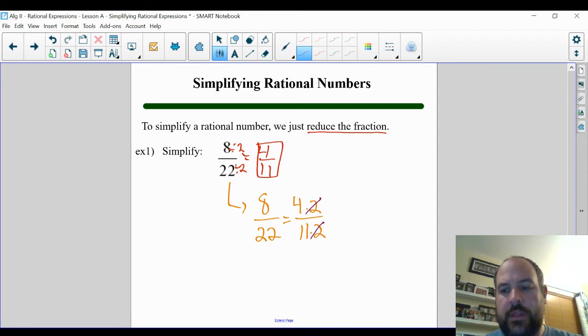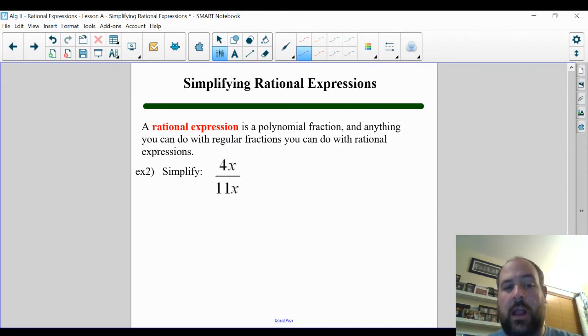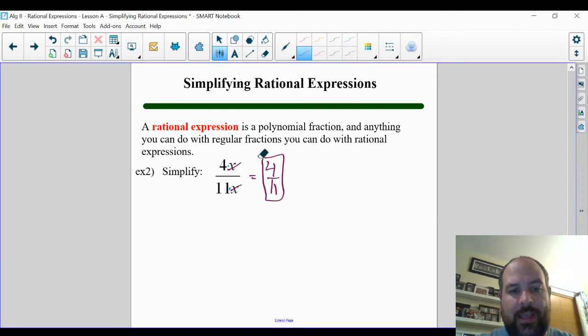And we know that if I have something where I have just numbers, I can reduce them that way. When we talked about our exponents unit, we also saw that with rational expressions, where we have polynomial fractions, meaning variables in both the top and the bottom, we can do all the same things that we do with regular numbers. Which means I can simplify the 4x over 11x the exact same way, because 4x and 11x are multiplications, 4 times x, 11 times x, which means x is a common factor between the top and bottom, and that would also simplify or reduce to 4 over 11.